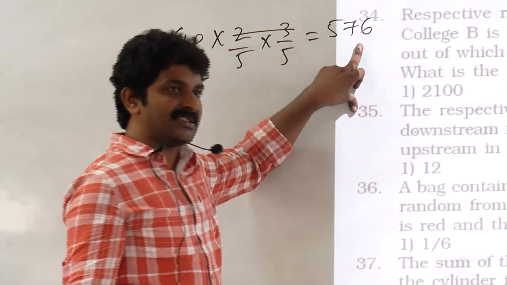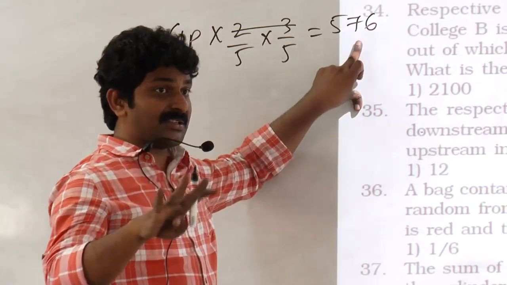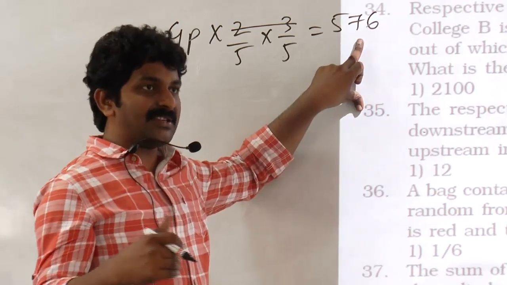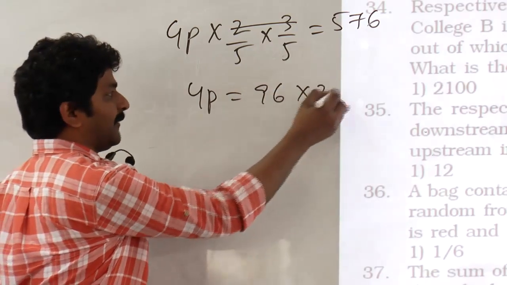600. This is 24 less than 600. 24 has 4 fours, 4 sixes. So this is 4 times less than 100 times, which is 96. So 4 parts is equal to 96 into 25.